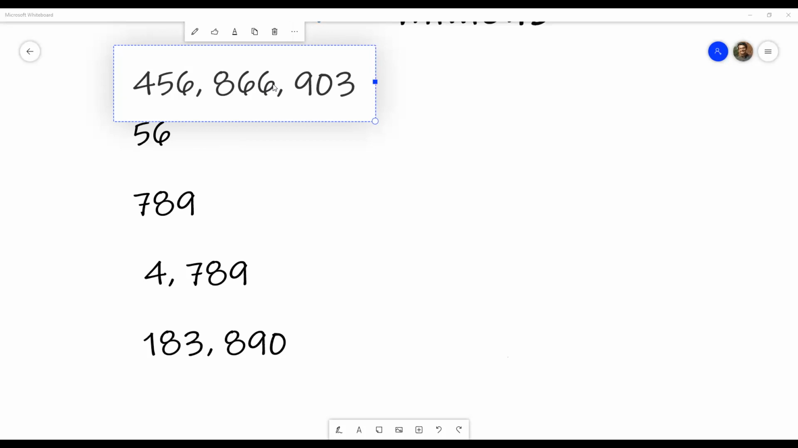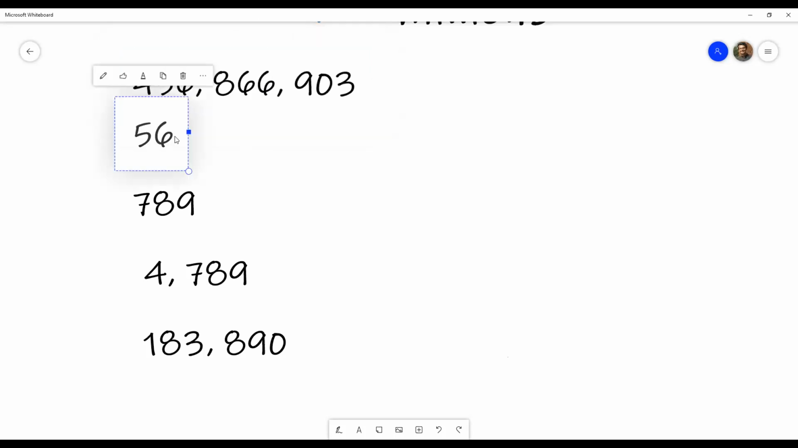Sir, may I? Yeah, go ahead. It's me, Taiba. 56, sir. Okay, this is 56. Thank you, Taiba. And then who wants to go? Rokia, go ahead. 789. Again? 789. Very good. You got it.